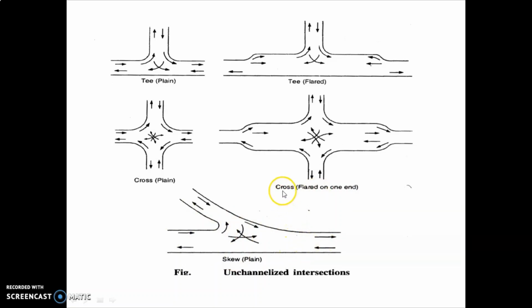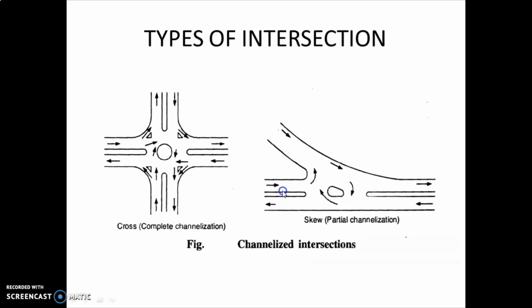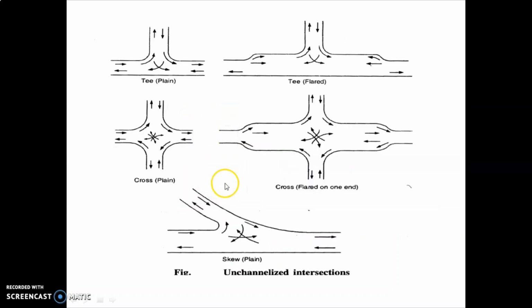You can see, you have to remember all these figures. Okay, then this is the cross one, complete channelization. You can see, and this is the skew one, partial channelization. This is the example of channelized intersection. The previous one, you can see, is unchannelized intersection.